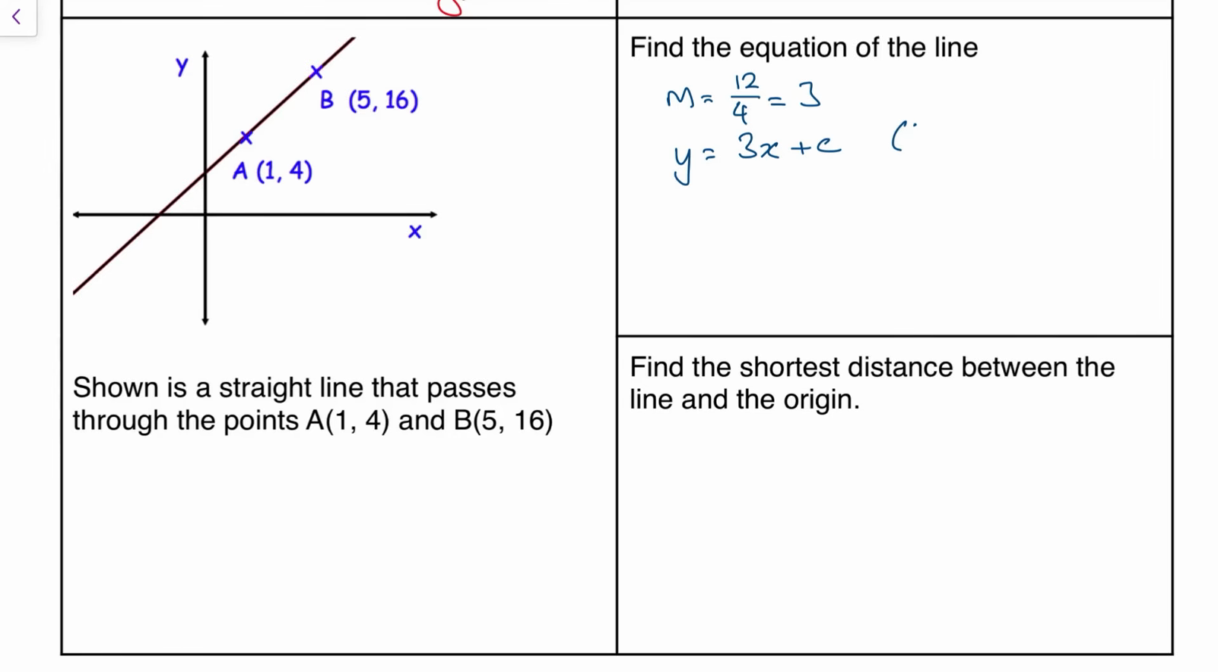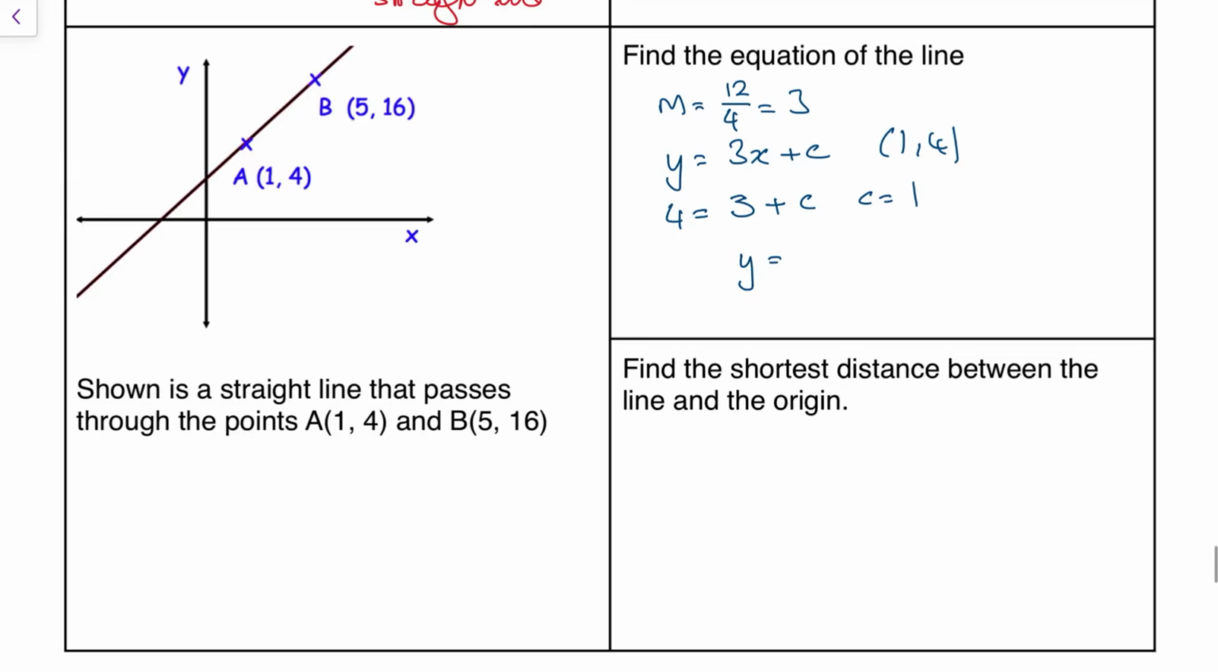So let's just use 1, 4. So therefore 4 is going to be 3 times 1, which is 3, plus C, which I don't know, which means that C is equal to 1. So therefore y is equal to 3x plus 1. Not too bad. I suspect the bad bit is coming, and here it is.